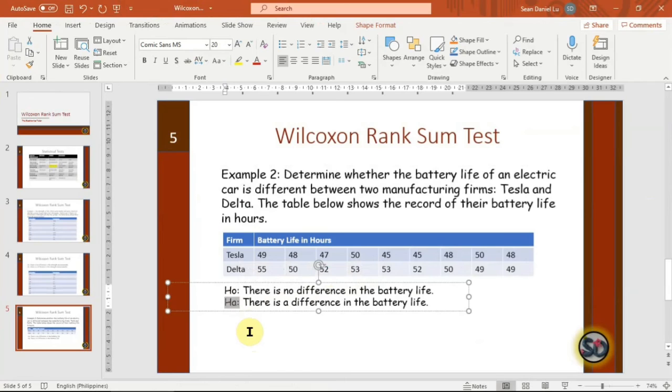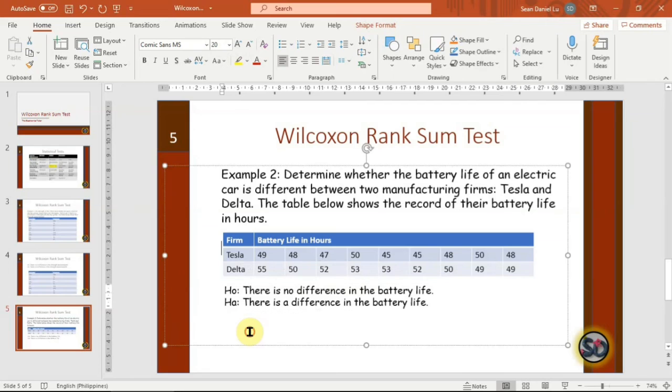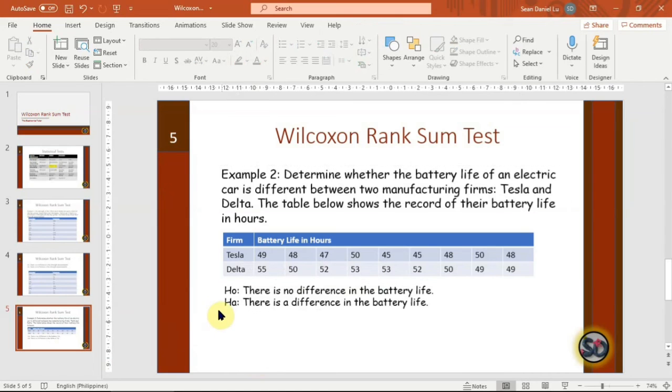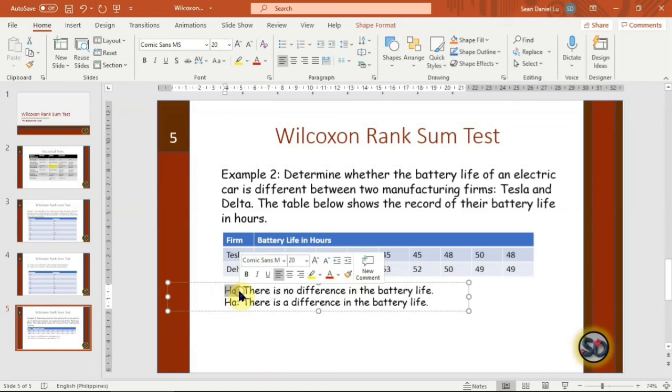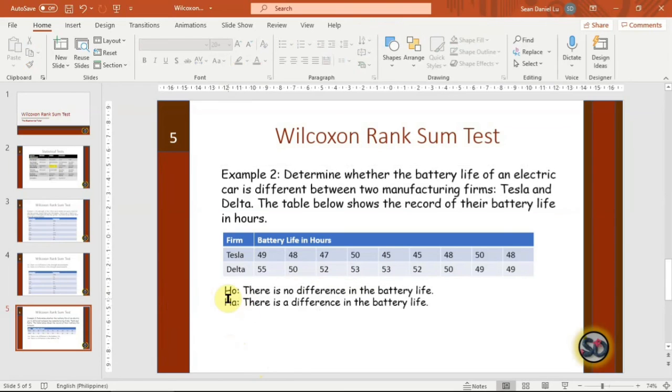What if the p-value is greater than 0.05? In that case, we do not reject the null hypothesis, we accept it. That would be the decision. And the conclusion would be that the data did not provide sufficient evidence that there is a difference in battery life.